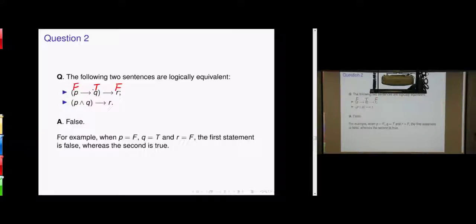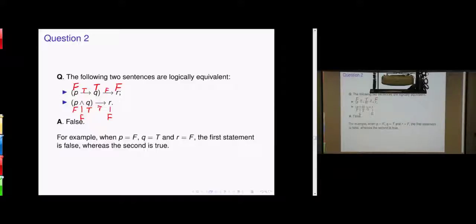P arrow Q will be true. So it's true arrow F, so this is F. So the first statement is false. The second statement: P is false, Q is true, so P and Q is false. Now R is false, so false arrow false will be true. So this formula turns out to be true, and the other formula turns out to be F. Therefore they are not equivalent.